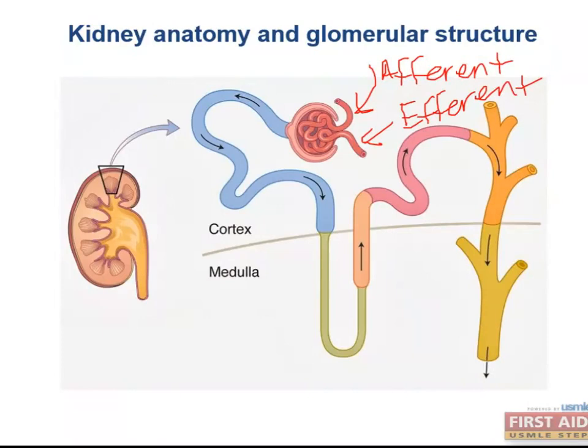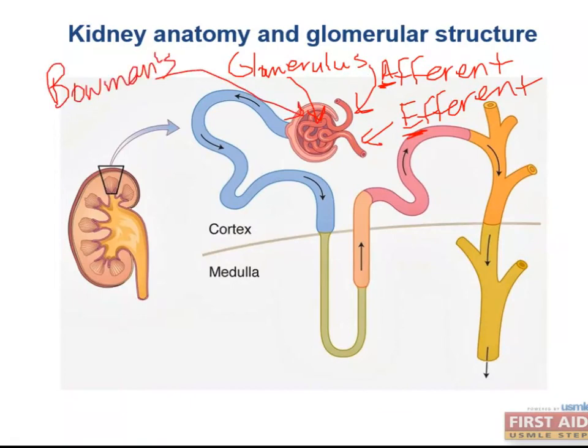The way that I remember afferent versus efferent is that afferent, the A is for arriving, and efferent, the E is for exiting. So the afferent arteriole is bringing blood, or arriving, at a tuft of capillaries called the glomerulus. This is where the filtration of the blood occurs. Plasma from the blood is filtered into the beginning of the nephron called Bowman's space.